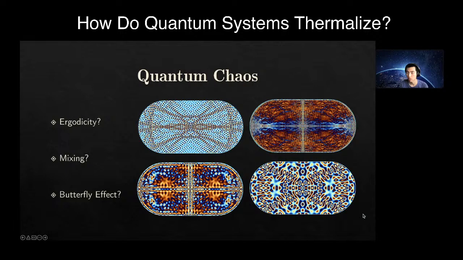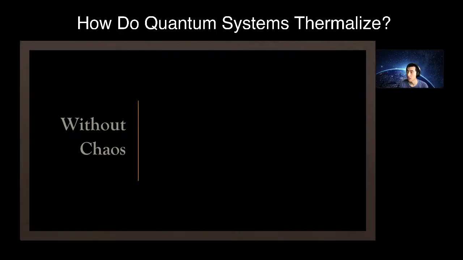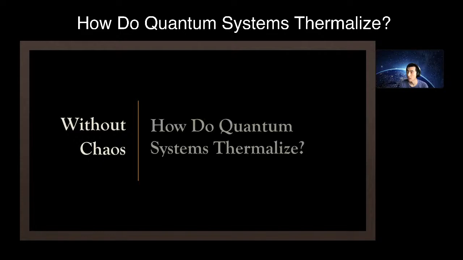Like, there's no crazy mixing around, and these are in fact standing waves, or eigenstates as we like to call it. So what gives, right? So this is really the central question: without chaos, how do quantum systems thermalize, right?